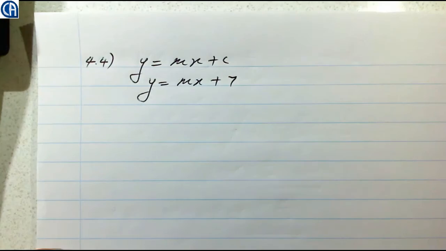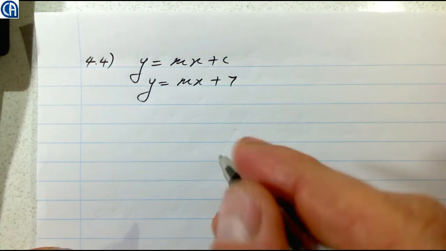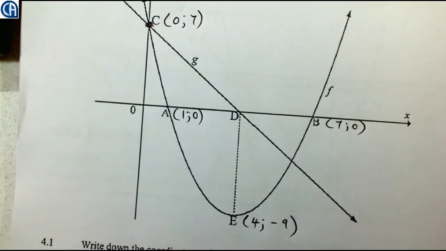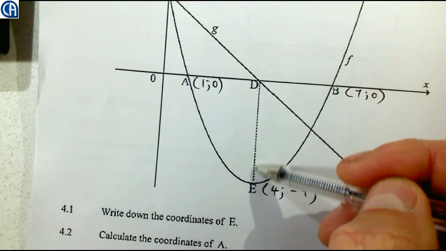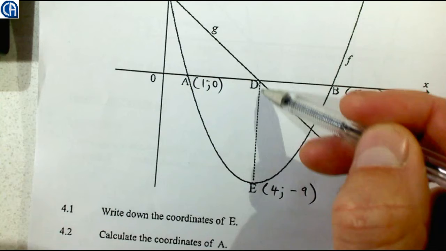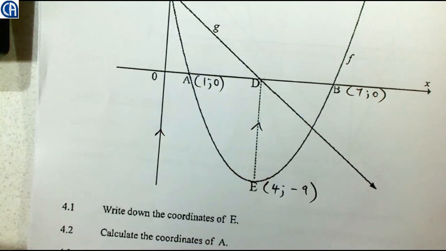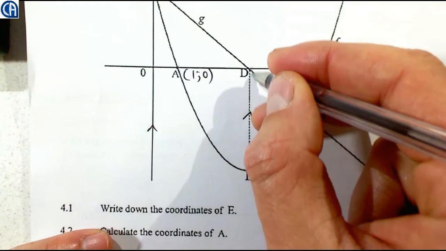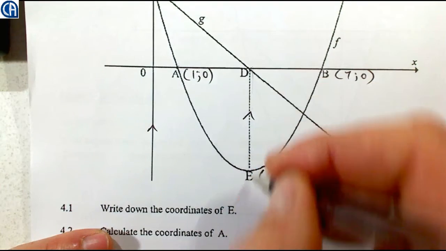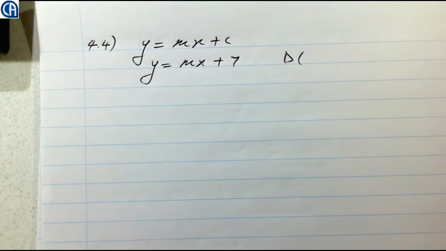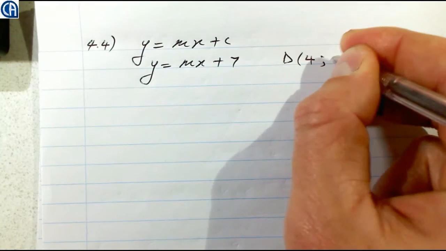So the only other point that we have on the graph is point D. As you can see, the line at D is a vertical line which is parallel to the y-axis. That means that all these x values will be the same. So that x value is 4, so the x coordinate at D will also be 4. So that would be (4, 0).